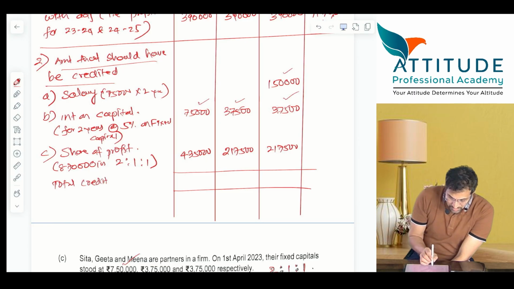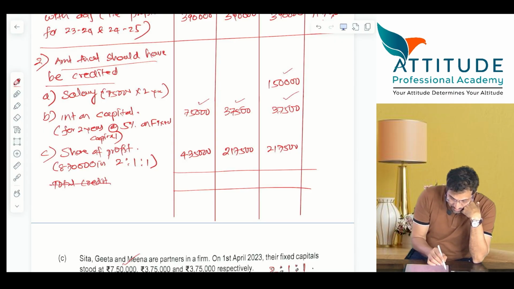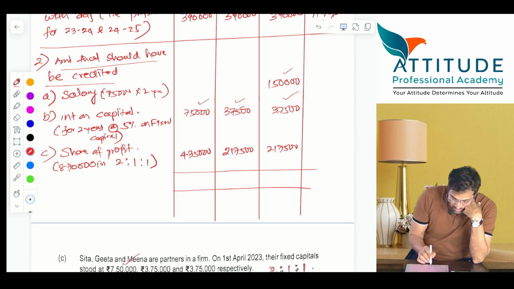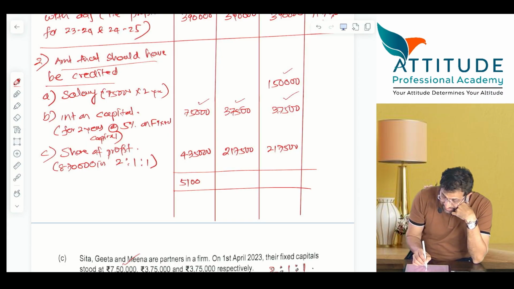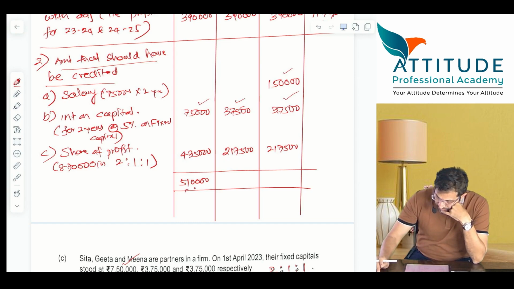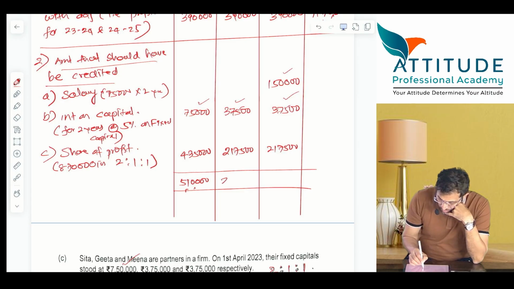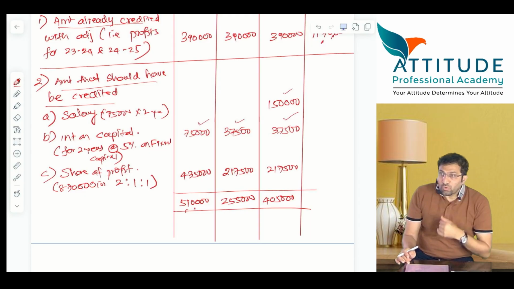Total credit, the total amount that should have been credited. Tell me. How much total should have been credited? Here 75,000 minus 4 lakh plus 75,000 plus 4,35,000, how much does it come to? 5,10,000 should have been credited. For this one, 37,500 plus 2,17,500, so 2,55,000 should have been credited. For this one, 1,50,000 plus 37,500 plus 2,17,500, how much? 4,05,000 should have been credited. It is equal.